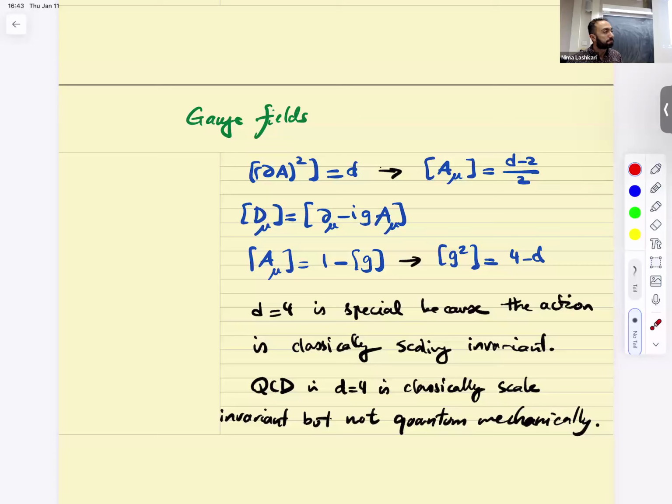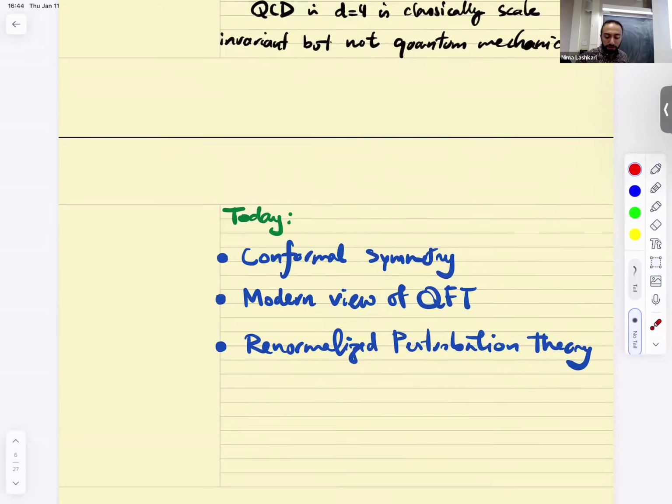Good. So there's a big open question. It's a question of a generation. QCD, which is SU(3), SU(2), whatever, super angles, whatever super angles theory, that one in 3 plus 1 dimensions, prove that quantum mechanically it is not scale invariant, right? That's one of the biggest open problems.